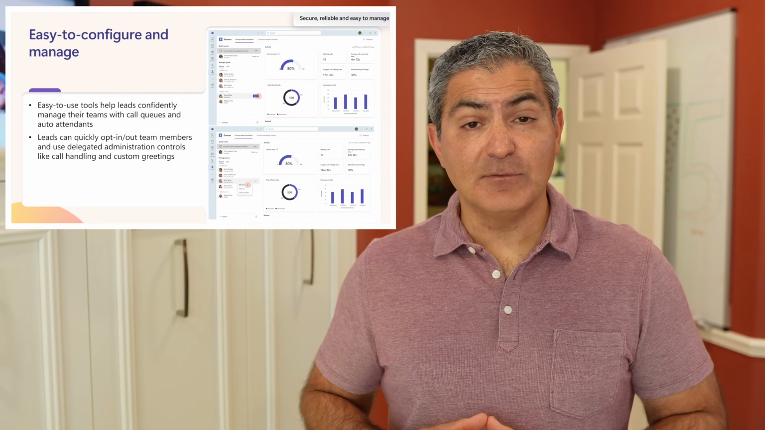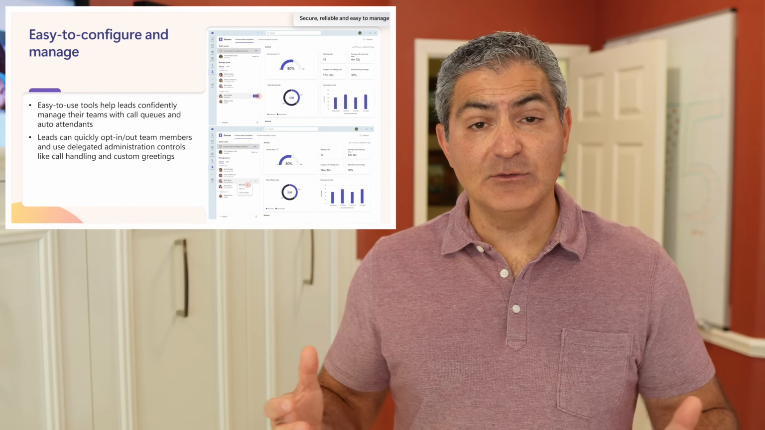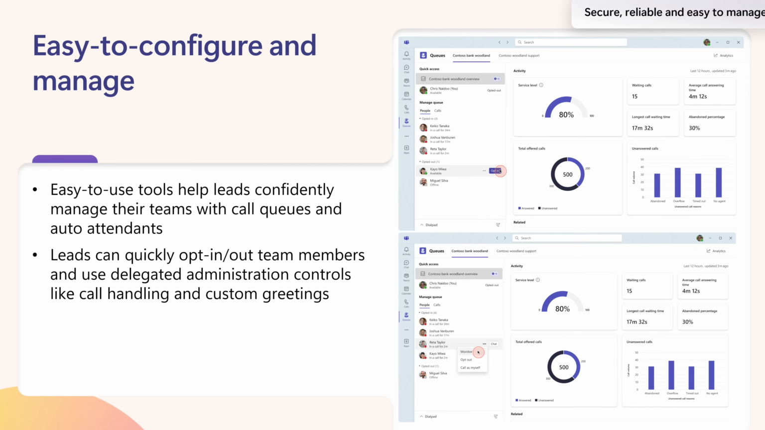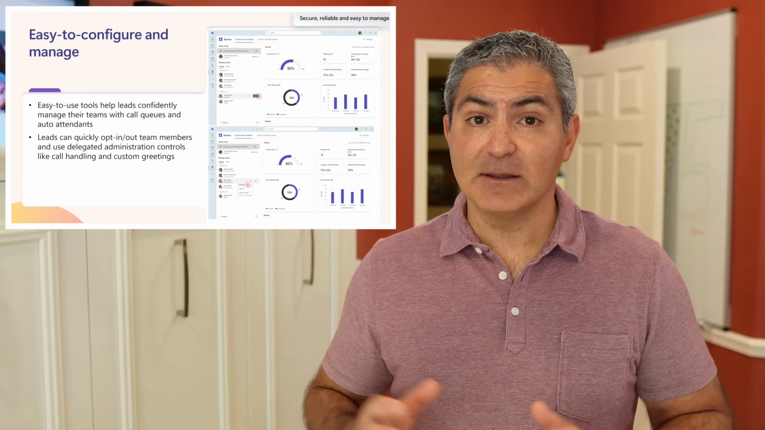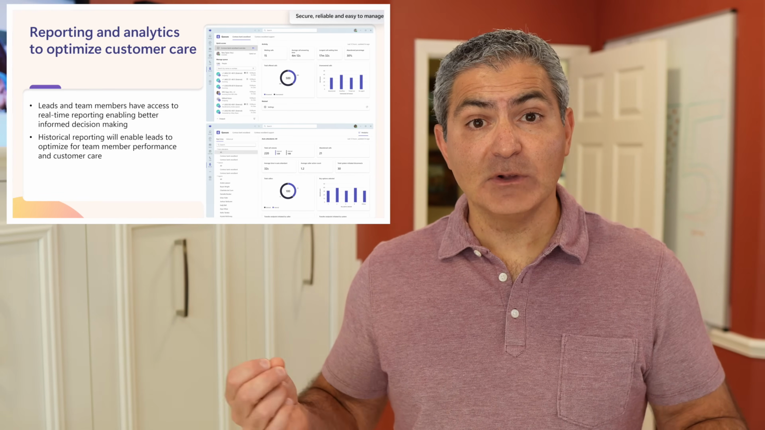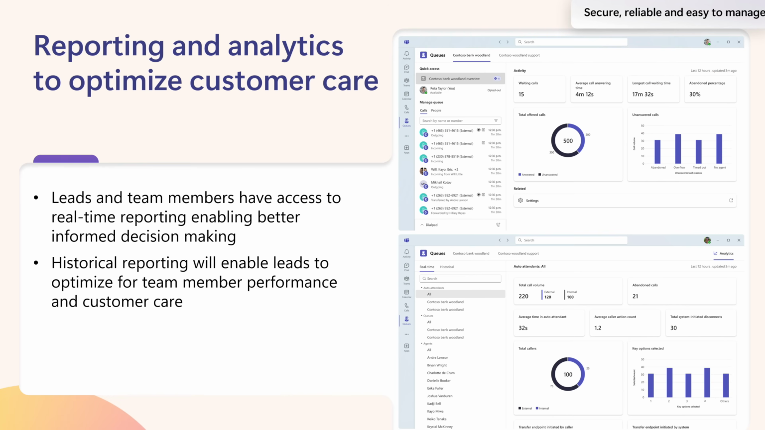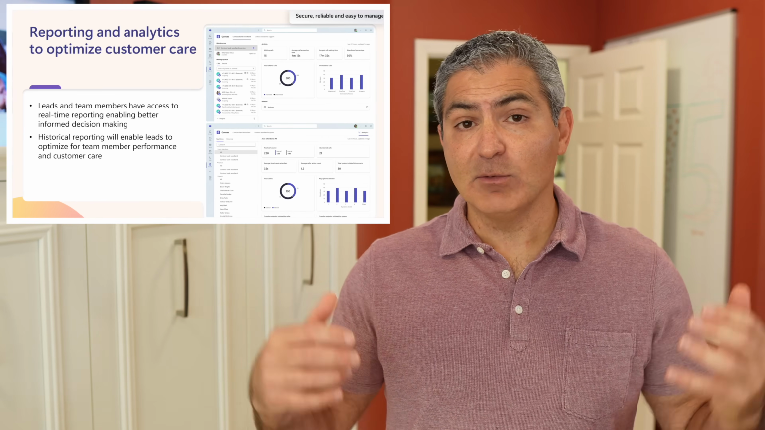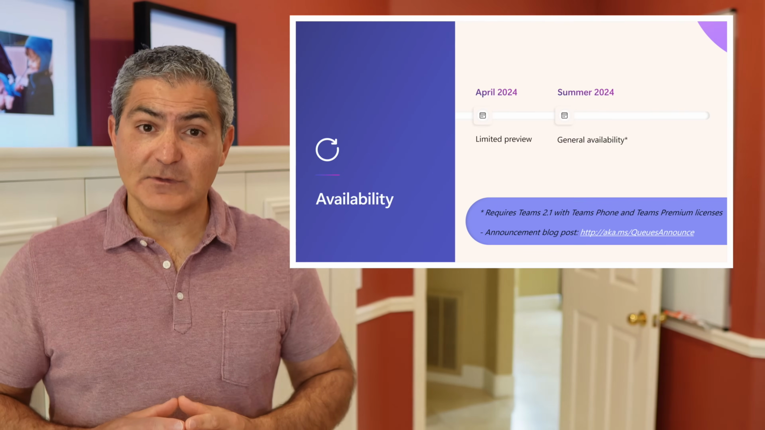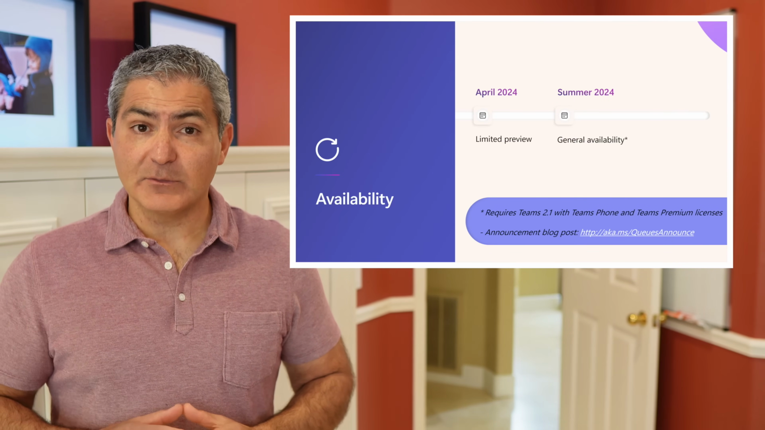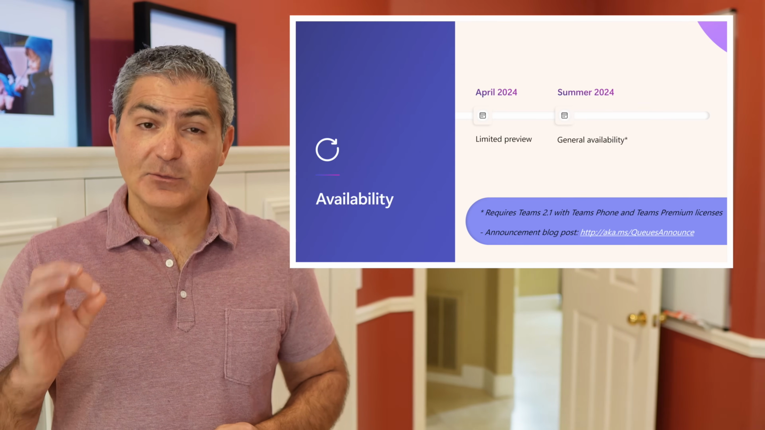Queues app makes it easy for supervisors to opt in and out their agents based on business needs, move agents around between queues, and also change the custom greetings of the automated attendant. And it also introduces real-time reporting for queues and automated attendant into the mix. It also makes historical reporting, which was previously only available using our Power BI templates, now available inside the Queues app. Available the summer of 2024, the Queues app does require a Teams Phone license as well as a Teams Premium license. Now let's jump into a demo.